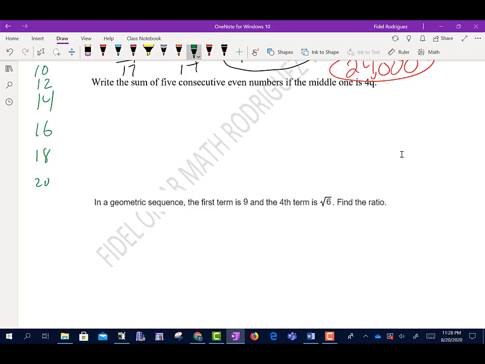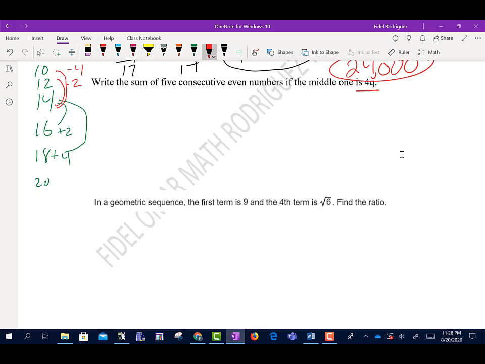Okay, now I want to ask you, what did I do to get from here to here? I added 2. What did I do to get from here to here? I added 4, right? Okay. What did I do to get from here to here? I subtract 2. What did I do to get from here to here? I subtract 4, okay?